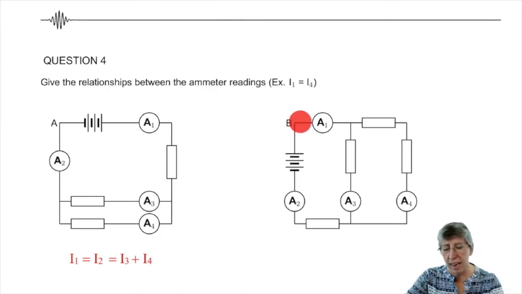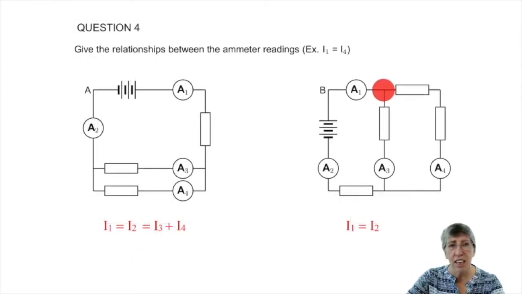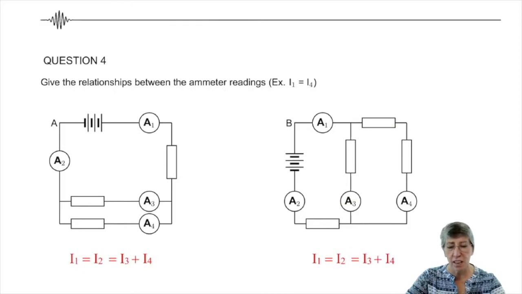Well, A2 and A1 are in the same piece of wire. And then over there, you can choose between this branch and that branch. And the moment that you choose, just add the parts of the current together. So this current is measured by A4, this current is measured by A3, and adding those parts together is going to give you the total current.